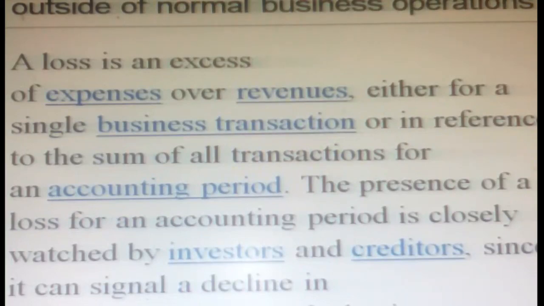The presence of a loss for any accounting period is closely watched by the investor, because he invests the money, and by creditors and any supplier, since it can signal a decline in the creditworthiness of the business. That's why you should be very careful. That's why business is always a risky factor. Always be very careful to run the business to avoid unnecessary losses. That's the meaning of loss.